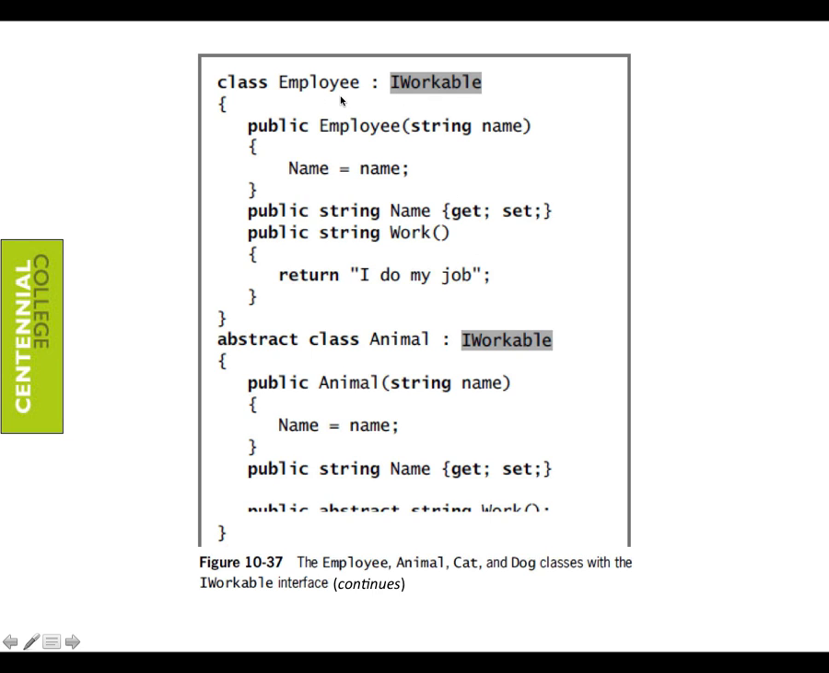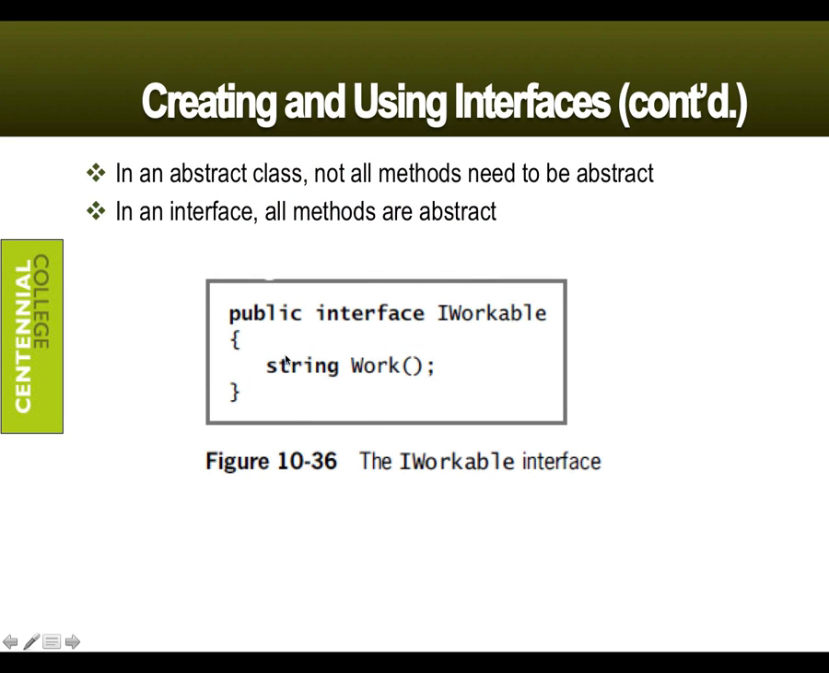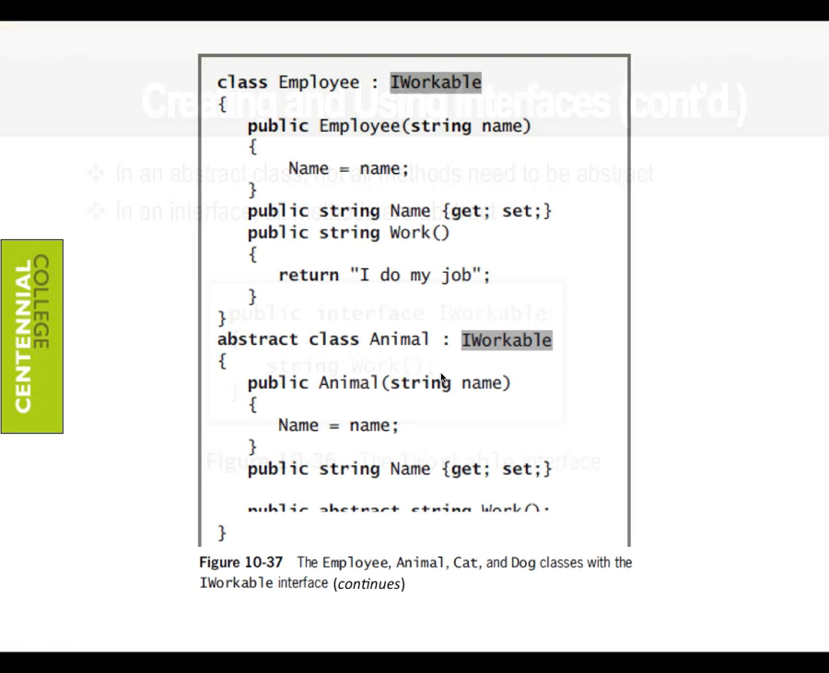Actually, class Employee and class Animal are both inheriting, and these are superclasses. Or this one's not. This one's an abstract class, and this was a concrete class. But the abstract class Animal is inheriting this IWorkable interface. And if you notice back here, it says that there's a Work. Work has to be overridden. So here is where I override Work.